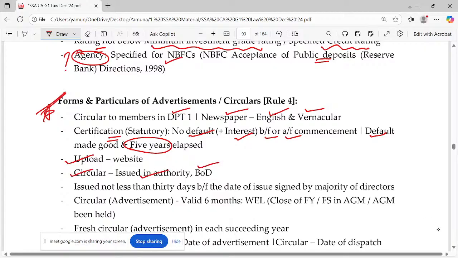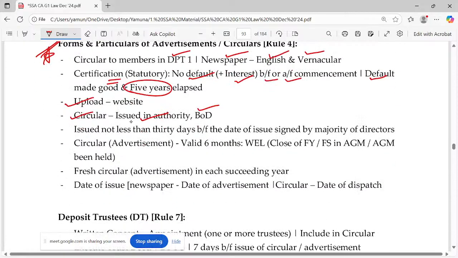So the board of directors must pass a resolution and issue it. It should be issued not less than 30 days before the date of issue, so within 30 days, not less than 30 days. And it should be signed by a majority of the directors.